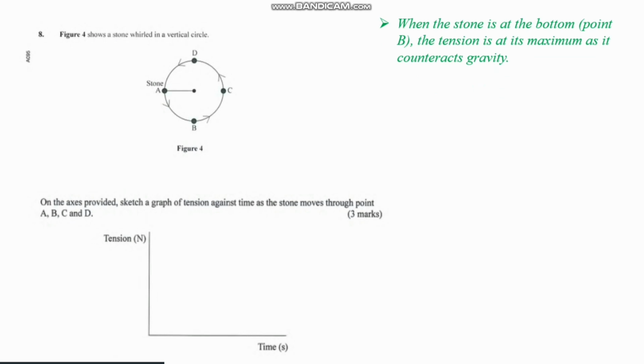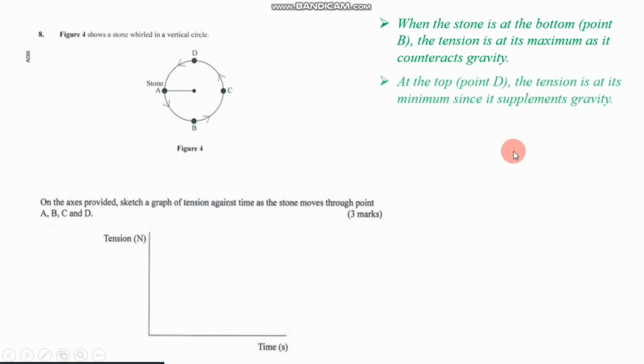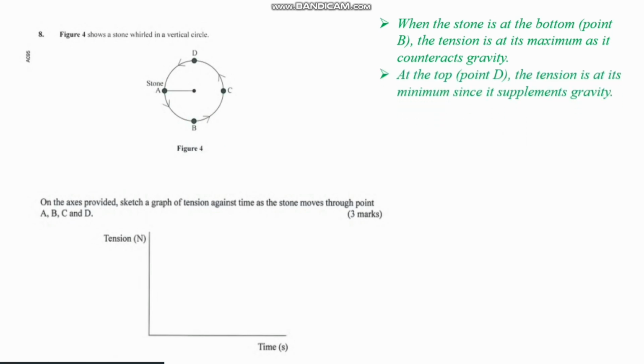So when the stone is at the bottom, point B, the tension is at its maximum as it counteracts gravity. At this point, we have maximum tension. At the top, point D, the tension is at its minimum since it supplements gravity. So this is at the top here. We have the lowest tension. At the bottom, we have the highest tension force. But at the sideways, at points A and C, the tension varies between these extremes. So we have the same type of tension.